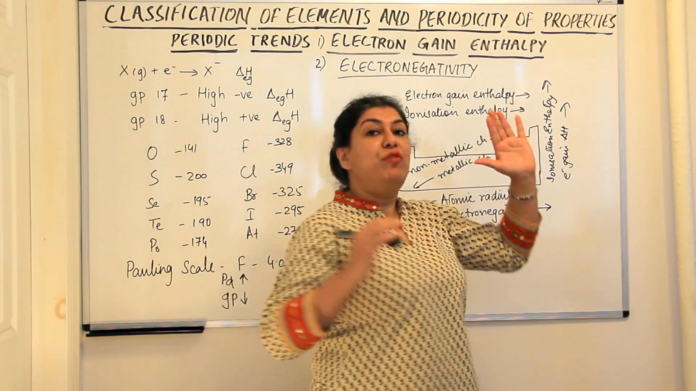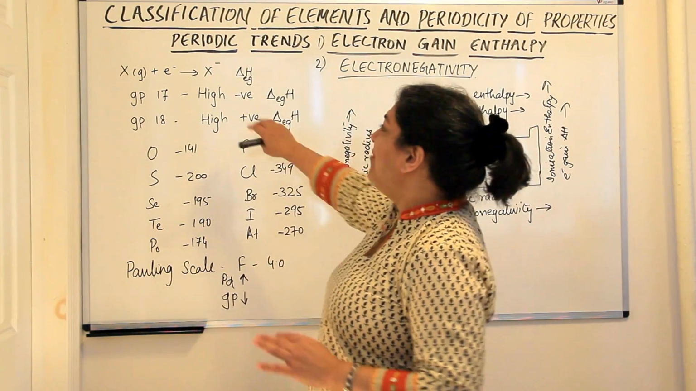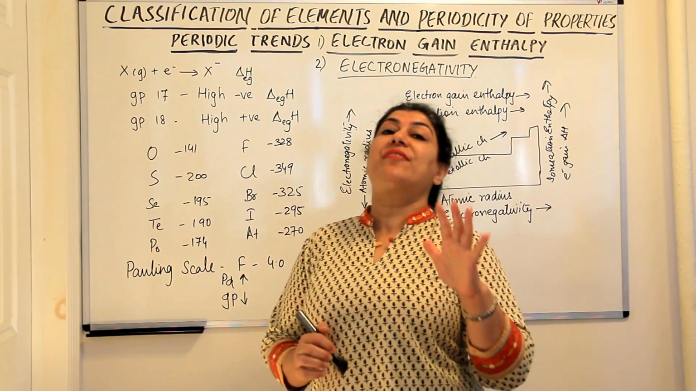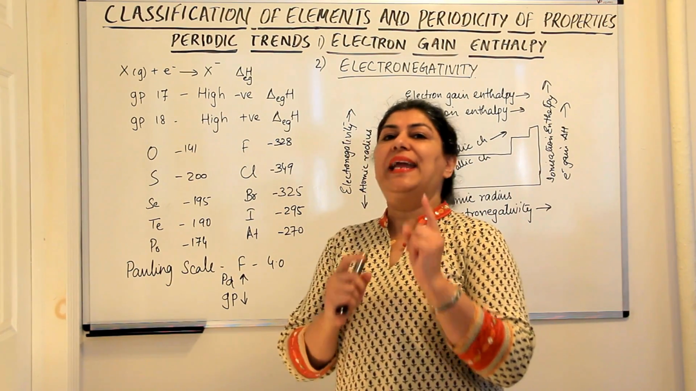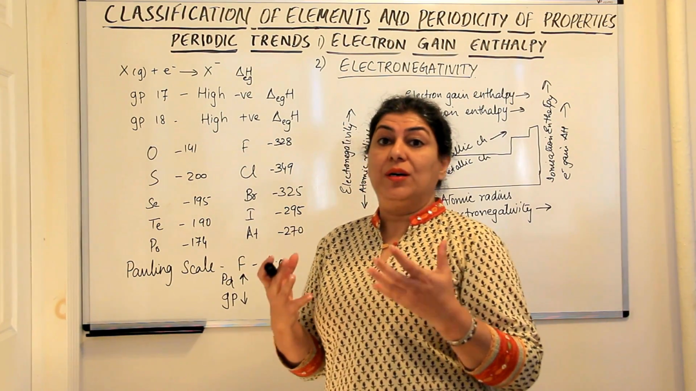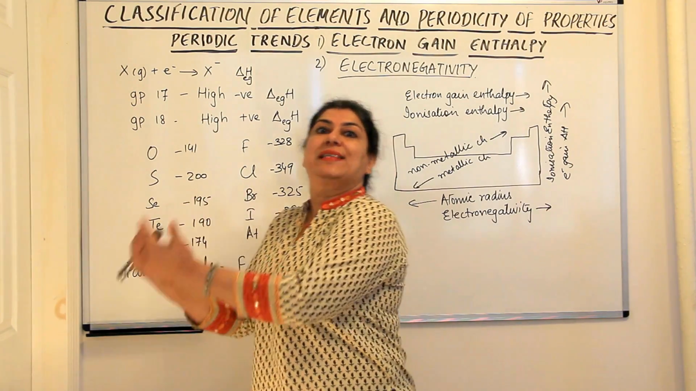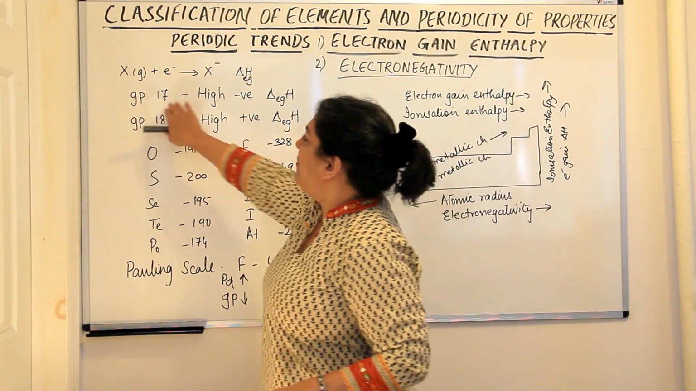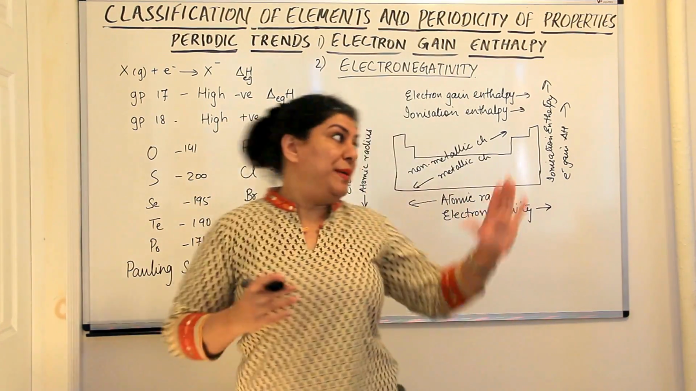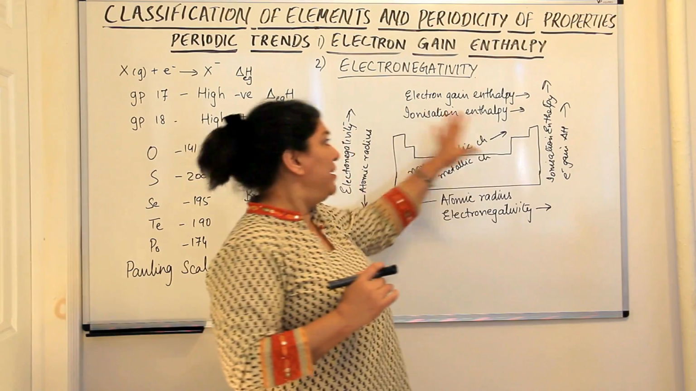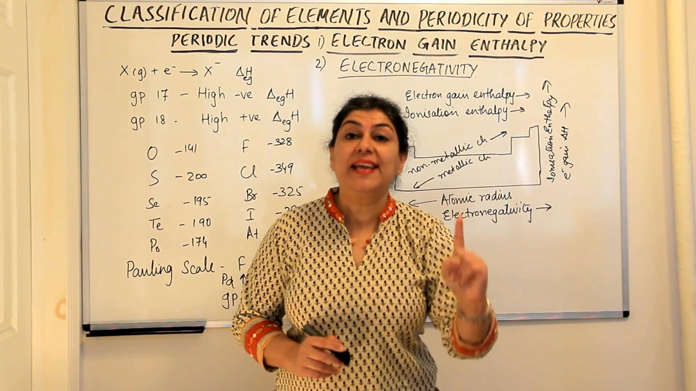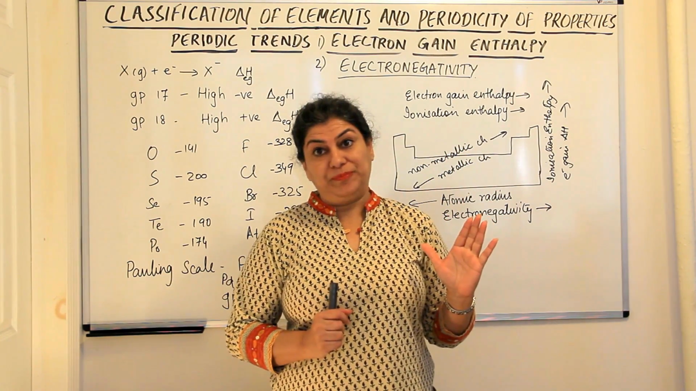So, according to this, we would expect the halogens to have the highest negative electron gain enthalpy. Why? Because halogens have 7 electrons in their outermost shell. By gaining just 1 electron, they acquire the noble gas configuration, the configuration of the noble gas, which is the next element. So, group 17 elements have the highest negative electron gain enthalpies in a period. In a period, if you compare the electron gain enthalpies, the halogen would have the highest negative electron gain enthalpy.